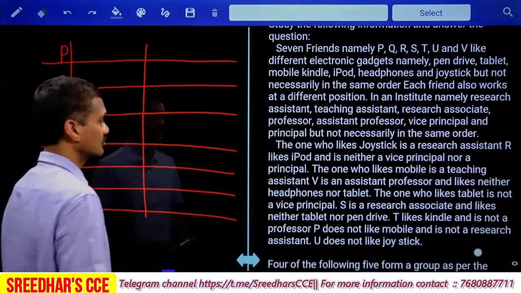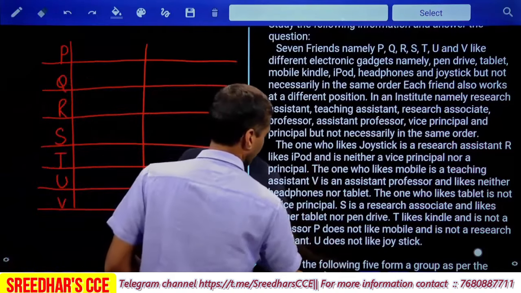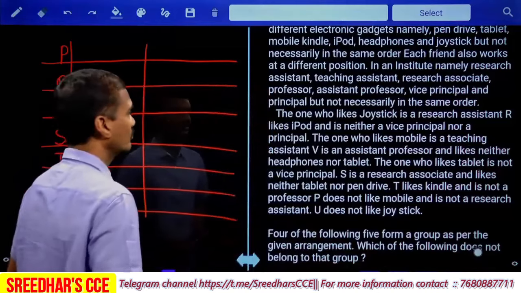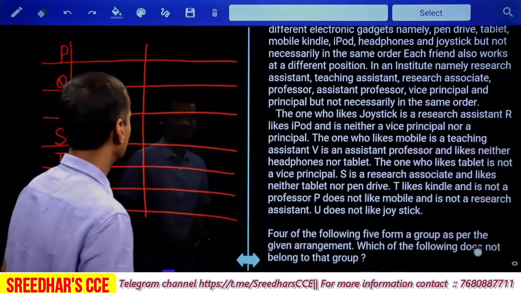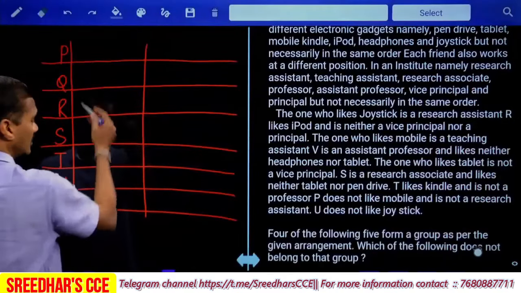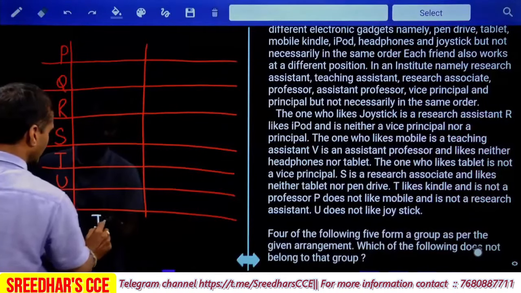Then coming to the first one: not necessarily the one who likes joystick is a research assistant. Research assistant, who is that person? The one who likes joystick. Now, whoever that person is, that is not clearly known, isn't it?